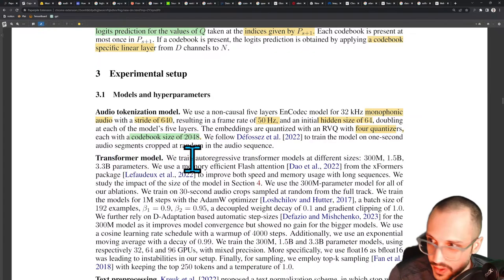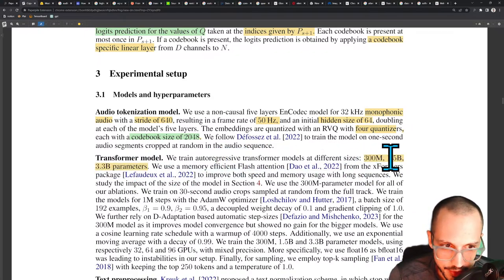Transformer. We train an autoregressive transformer model at different sizes. So they're going to train a couple of different sizes here: 300 million, 1.5 billion, and then 3.3 billion. We use a memory efficient flash attention.